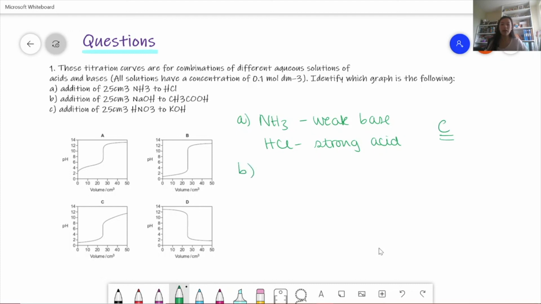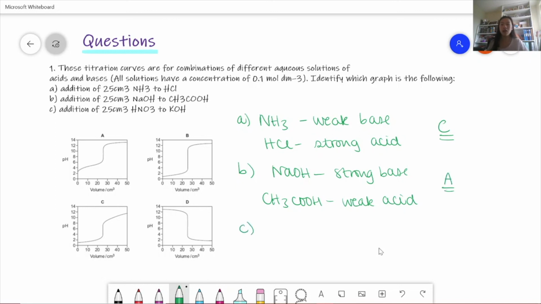And then for B, the addition of 25 centimeters cubed of sodium hydroxide to ethanoic acid. Sodium hydroxide is a strong base, and the ethanoic acid, like all organic molecules, is a weak acid, sorry. And so we start off with quite a high pH and then end with a really, really high pH. And so it must be A.